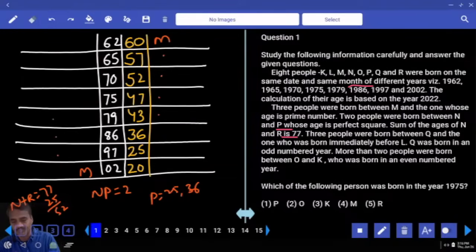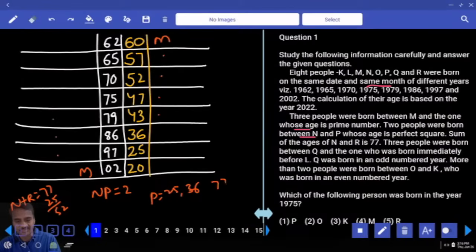Or if N is 36, then the sum is 77. Now 77 minus 36 is how much? 41. Then R must be 41. Is it possible? No. This case is ruled out, hence N cannot be 36. Sorry, P cannot be 36. And P must be 25.